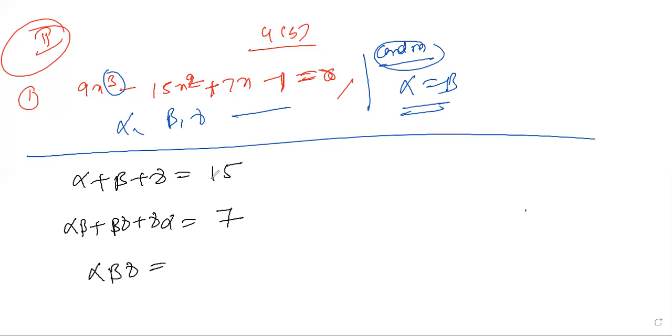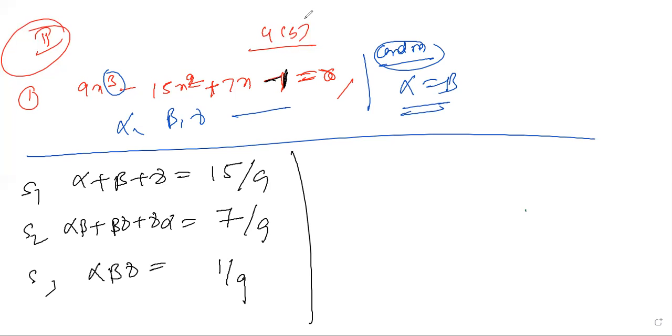S1 is 15 by 9. S2 is 7 by 9. Then it becomes minus of minus, so it becomes 1 by 9. This is 1, right? So minus of minus 1 by 9. Alpha beta gamma. This is what S1, S2, S3 are. This is the condition here.